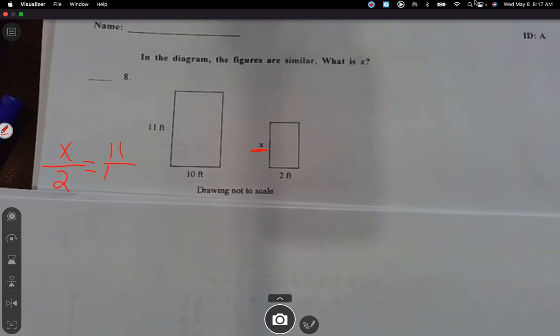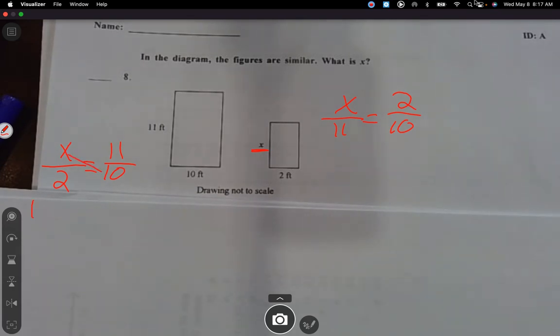11 goes with 10. Okay? Some of you may have set it up, x goes with 11, so 2 goes with 10. That works. You can also start over here. You could have said 11 to x, 10 to 2. There's like 4 different ways to set this up. Consistency is key. So I'll do this one.